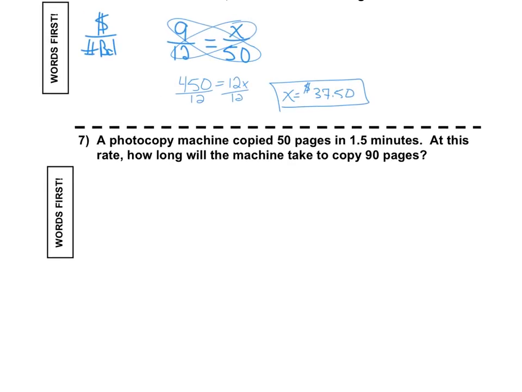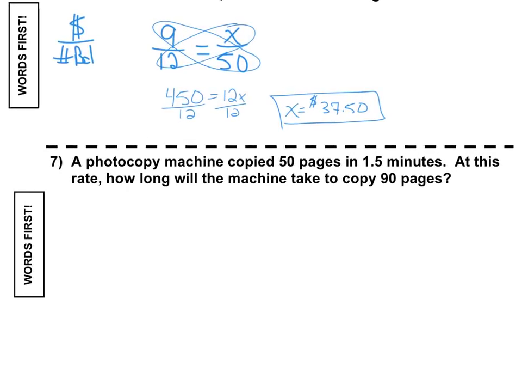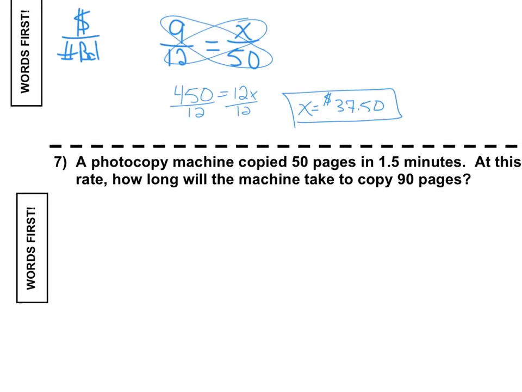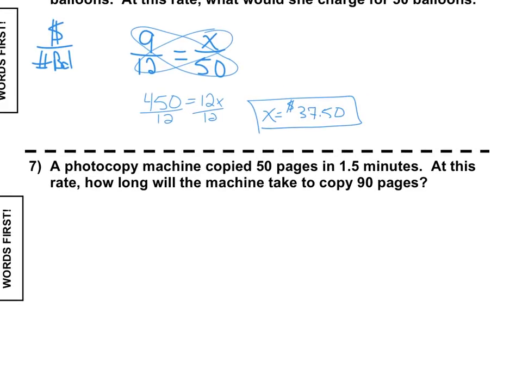I want you to try this one on your own real quick. You might pause it for a second and then come back and see how it works. So I hope you tried it out. And I want to also explain something else on this one. A photocopy machine copies 50 pages in 1.5 minutes. At this rate, how long would the machine take to copy 90 pages?